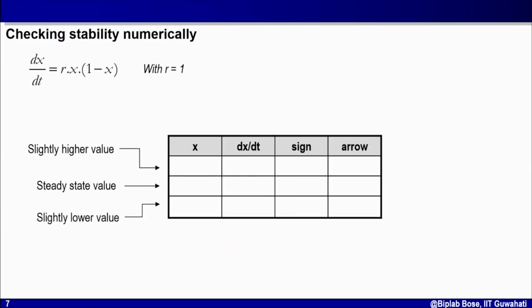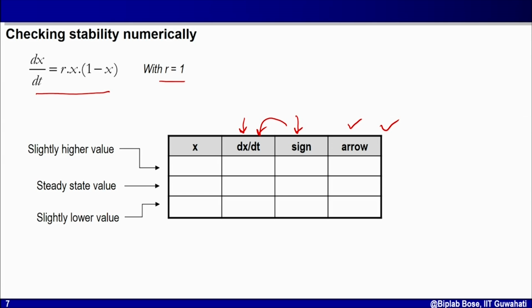Now let us look into another way of analyzing and identifying the stability of steady states. Let us take the same example, dx/dt equal to r times x times (1 minus x). We have considered r equal to 1 for simplicity. What we will do here is draw a table with 4 columns. The first column will represent the value of x. The second column is the derivative of x as given by the ODE. The third column is for the sign of the derivative. And then we'll have a column for an arrow. I will explain what type of arrow we will put here.